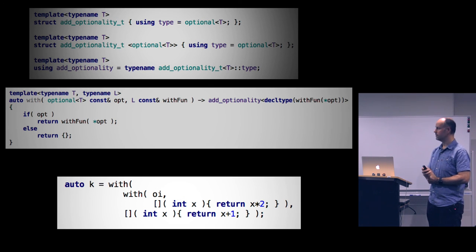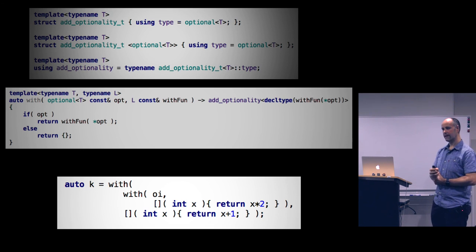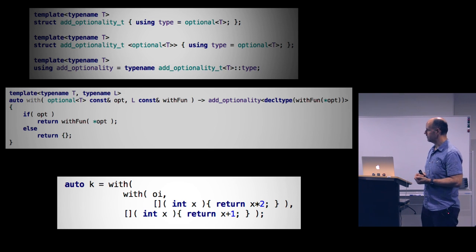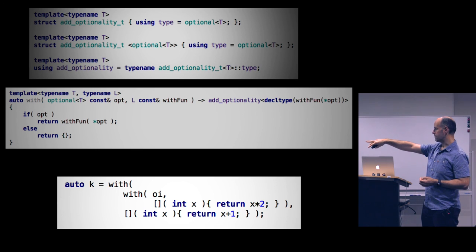Now at this point, like I say, this is very composable, and we can now chain calls to the with function together. So here we've got an inner call with our initial variable.